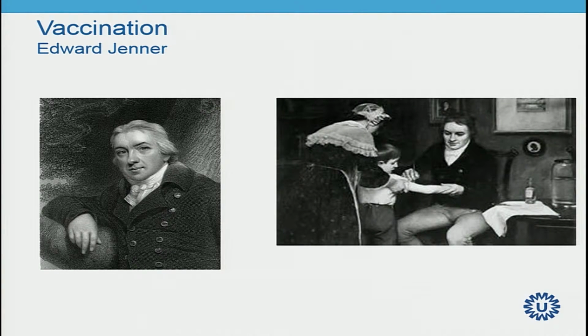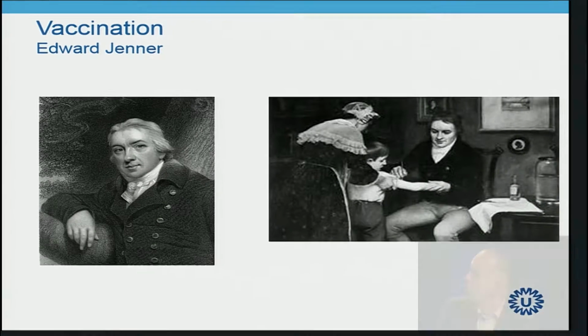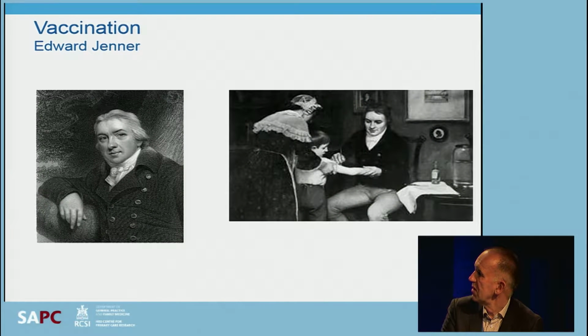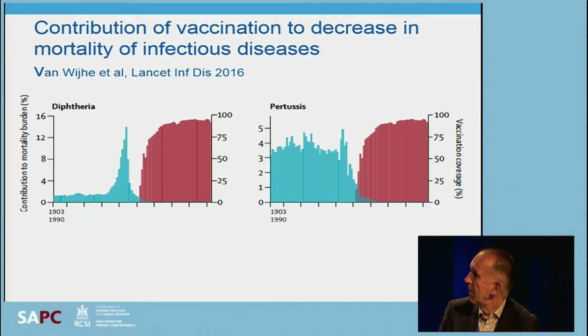Nowadays people forget how it was before we had vaccinations. Jenner, at the end of the 18th century, discovered that when he inoculated this boy with the fluids of a milkmaid who had cowpox, he prevented this boy from getting smallpox.